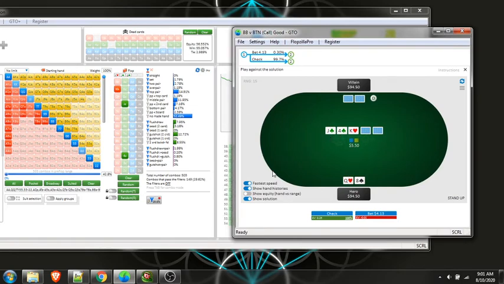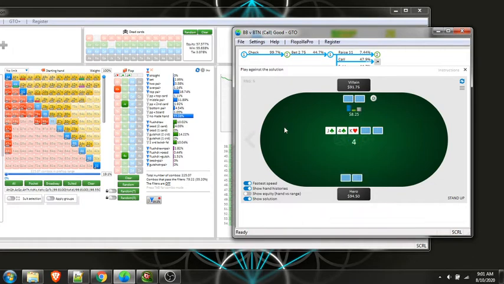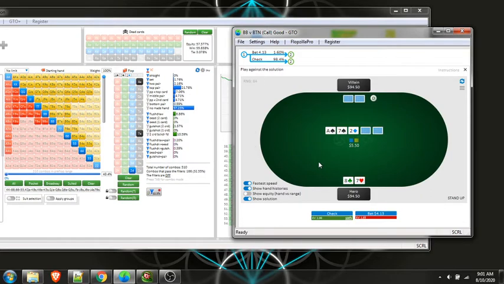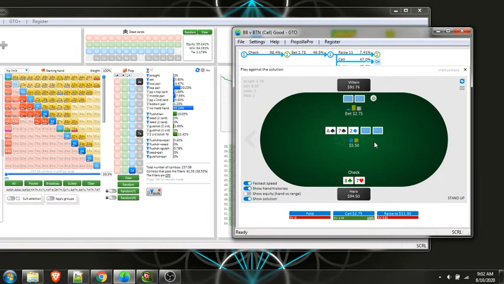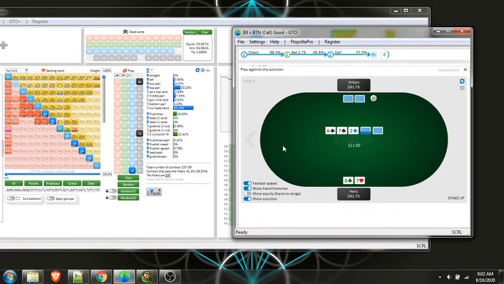Queen 8 will be around 35%. 25. The middle pair, no spade, probably 40%. Wow, 55. Of course, call with anything over 50% equity.